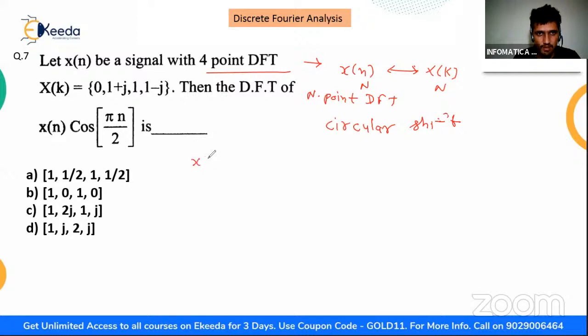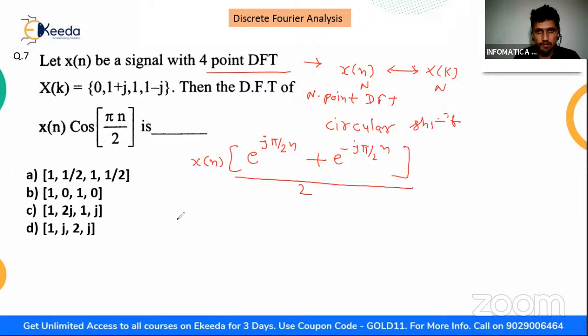And you can say this x[n] is basically x[n] multiplied by e to the power j pi by 2 n plus e to the power minus j pi by 2 n, divided by 2. So for that we have to find out the X[k]. x[n] is having DFT X[k], and we have to find out for this. So this is basically a shift in the k domain, or the frequency domain.